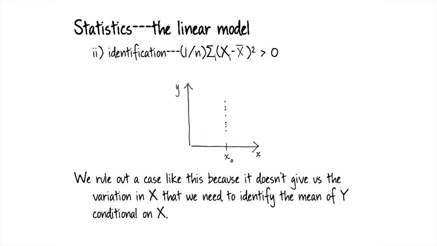Okay, so let's look at assumption number 2, called identification. I have this strange looking equation up at the top, but all that means is that we're ruling out a case where all of our observations on x are at a particular value x naught. The reason we rule out this case is because it doesn't give us any variation in x that we need to identify the mean of y as a function of x. If we're trying to fit a regression line and we just have a bunch of observations at a particular point, we can't do it.